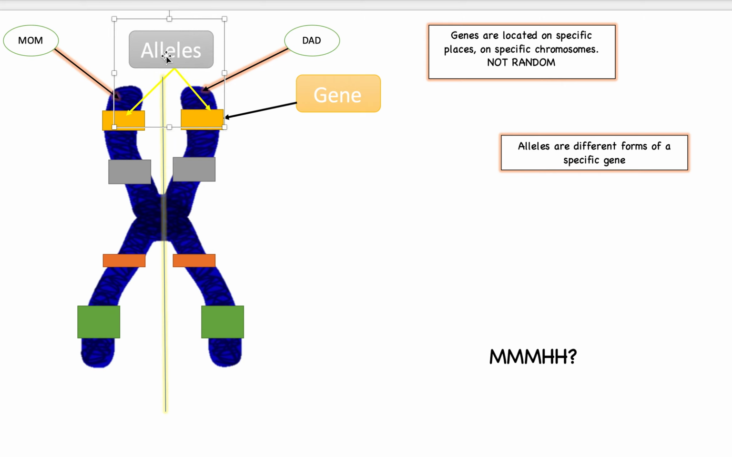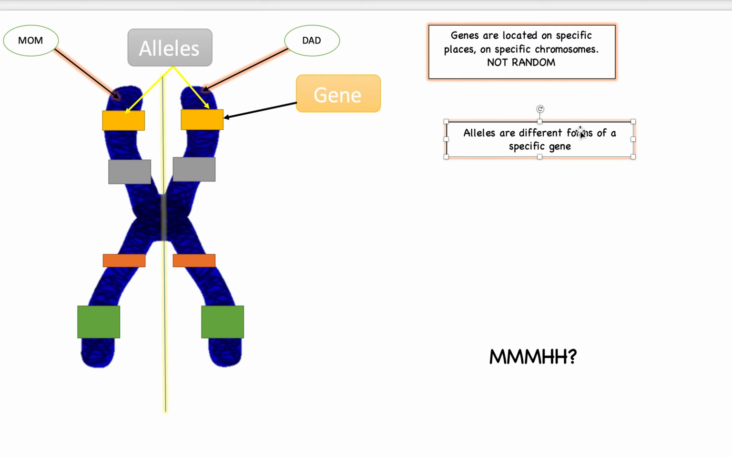Alleles is a fancy way of saying version. I like to think of it as a version. So this is your mom's allele, this is your dad's allele, your mom's version and your dad's version of this specific gene. So an allele is just a different form of a specific gene. Your dad's allele might be black hair, whereas your mom's allele might be brown hair. Depending on what combination you inherited from your parents will affect the color that your hair is, okay?